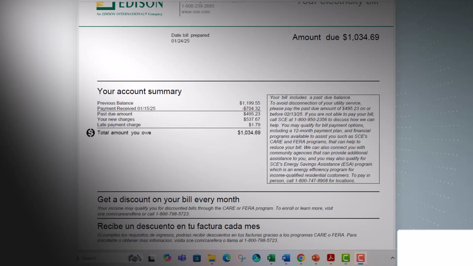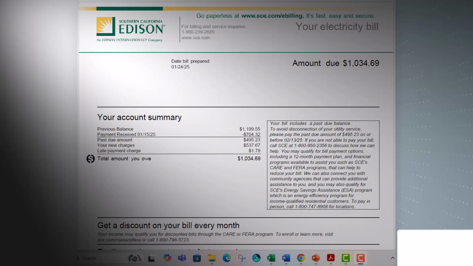Okay, so what we have here is the electrical bill for 1 month for our sample residents that we're going to do this analysis on. And the first page here is a summary of what the client owes to Southern California Edison. This amount due is not what we're interested in because that apparently includes some late fees and some other things.